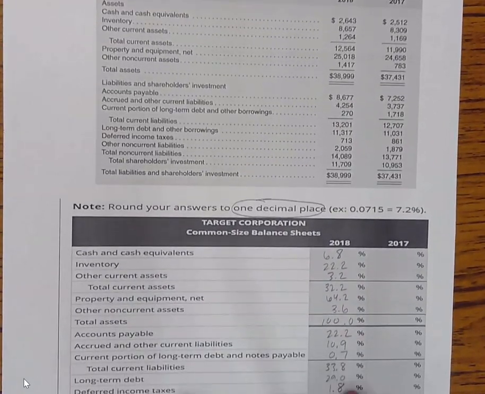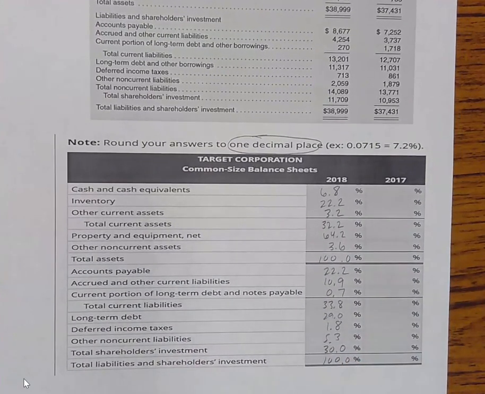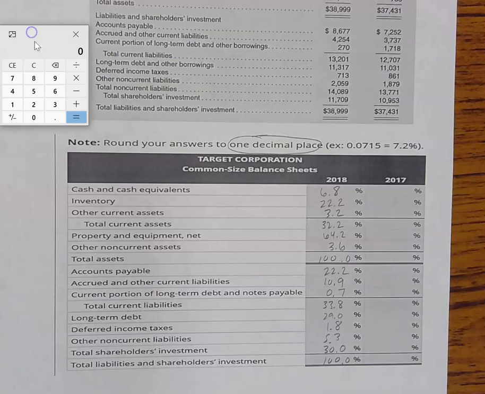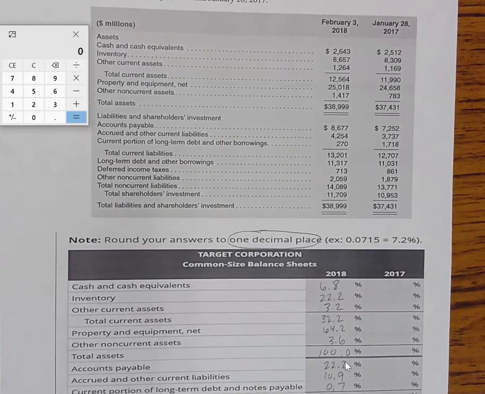Okay, so here's what I decided to do. In the interest of time, I have filled out all of 2018, and we're just going to do a little bit of practice with this. We're going to pull the calculator over here, hopefully, and we're going to calculate a few of these. So I have all of the answers already for 2018, and I'm going to show you how we got there, and then you are going to do 2017 on your own. Okay, so I'm going to just look at a handful of these.